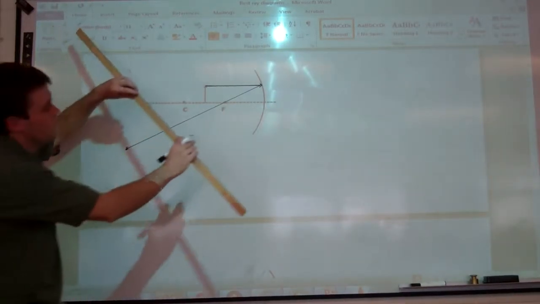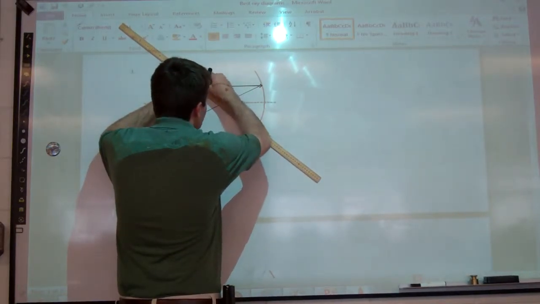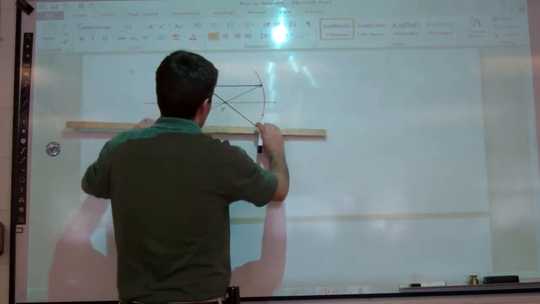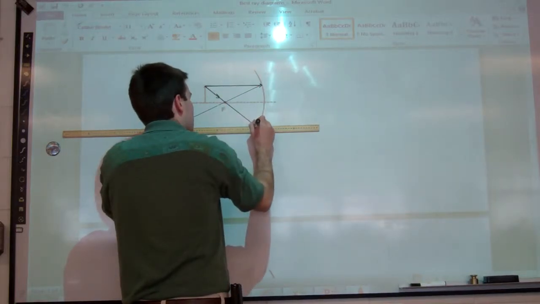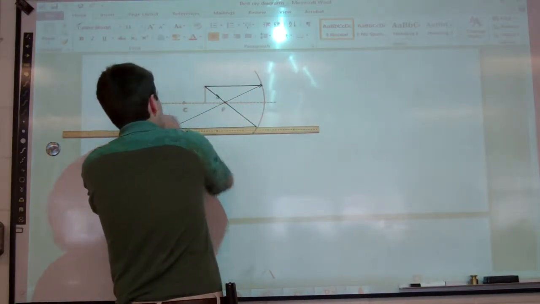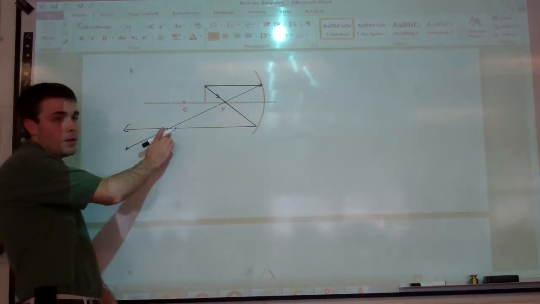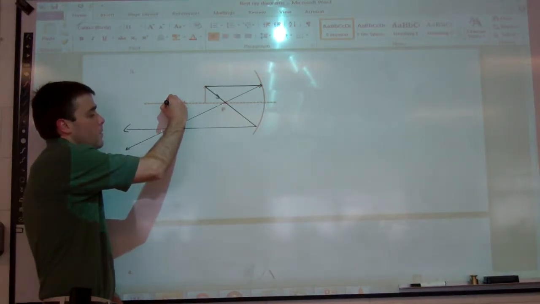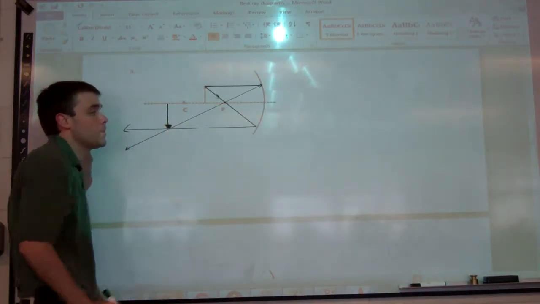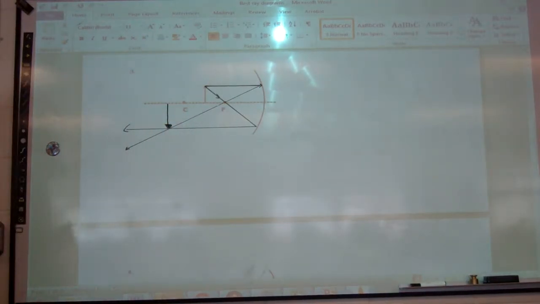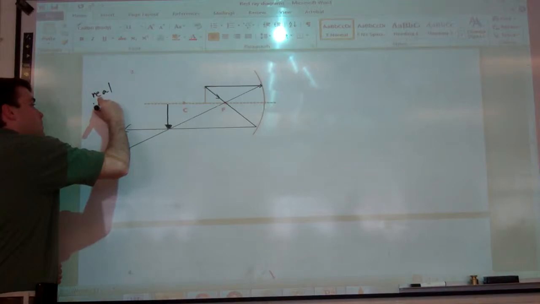So same thing. We go down to the focal point. And again, where the reflected rays intersect is where our image forms. So it's going to be right here. We always start at the bottom of the arrow at the line and go down. Since we're going down, it's going to be inverted. What about this one? Is this real or virtual? Real. Real, inverted, bigger.